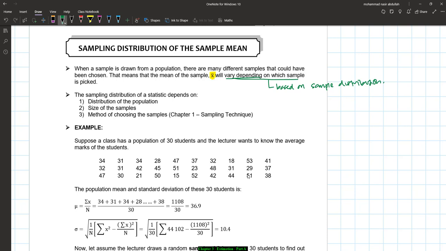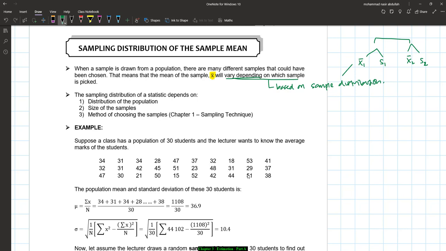Sampling distribution. So that means in sampling distribution, we will look into the X bar, right? The X bar for sample number 1 and S for sample number 1. This might contain a different value compared to X bar number 2 and S2. So maybe the values will not be the same, right?